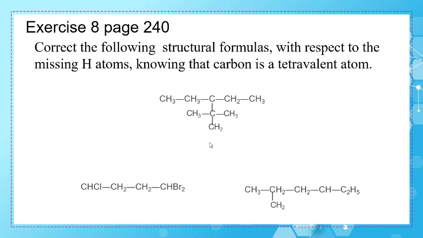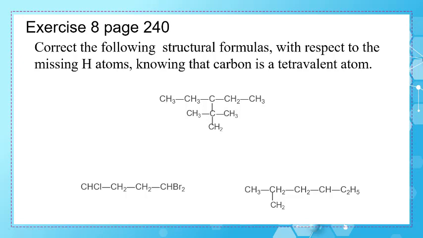Now let's solve together exercise 8, page 240. In this exercise we are asked to correct the following structural formulas with respect to the missing hydrogen atoms, knowing that carbon is a tetravalent atom. What do I mean by tetravalent? If you remember, carbon has a valence equal to 4. So to verify its octet rule, it has to make 4 single covalent bonds, or share 4 pairs of electrons.